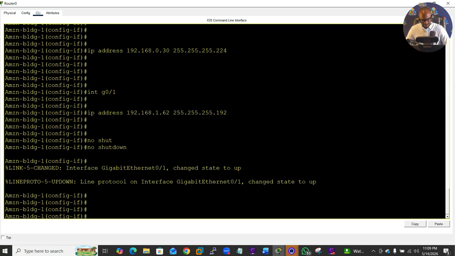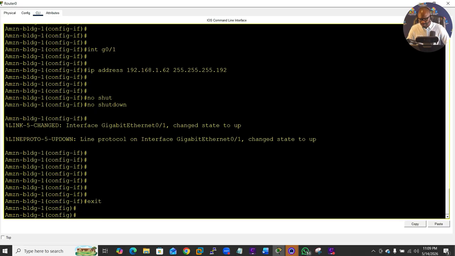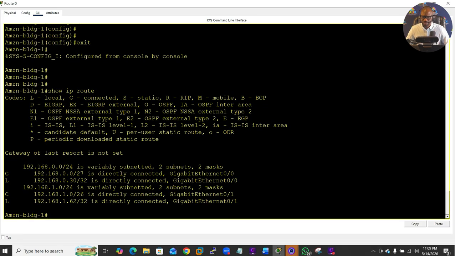So to check, every time we configure a router interface by configuring an IP address on the interface, the router is building what we call the route table. So if we go back to privilege exec mode and type the command show ip route, we will be able to see the route table. So this is our route table.